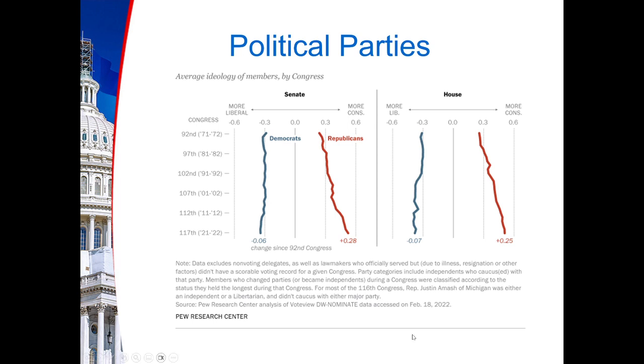So over the last 50 years here, the polarization has continued. And the Republicans are becoming more conservative in the Senate. The Democrats are becoming more liberal. In the House, the same thing. Republicans becoming more conservative, and in the House, Democrats are becoming more liberal. So you're getting more polarization that's happening.